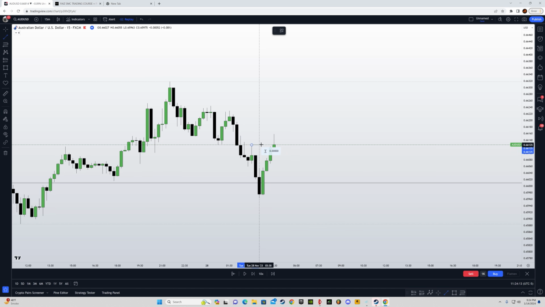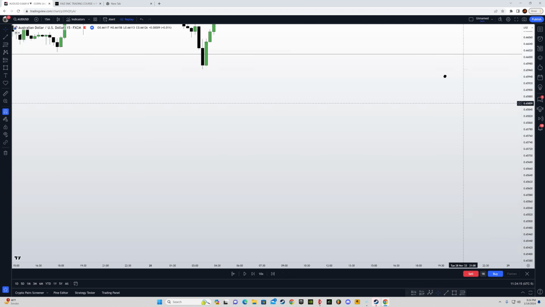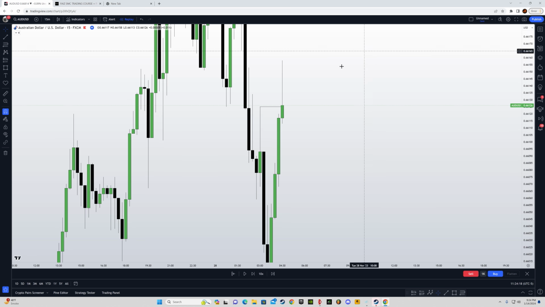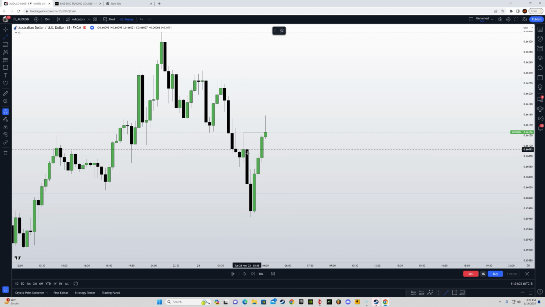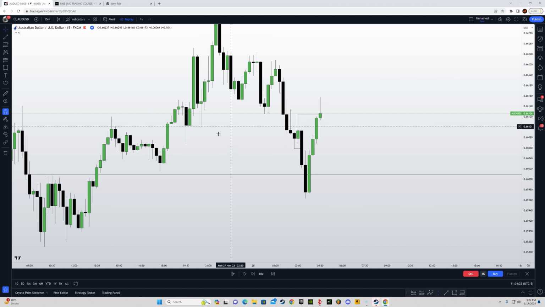And just around here with the body closure, you can see the body closed. So we have a market structure shift, and we have consecutive bearish candles, right? We swept this liquidity. We also swept this low. So that is consecutive bearish candles that swept liquidity. And afterwards, we had a market structure shift during kill zone hours.